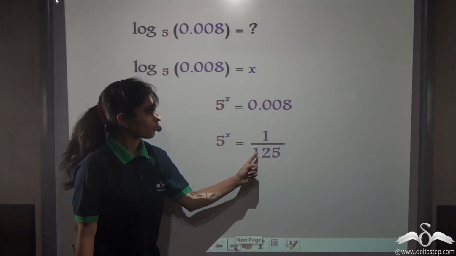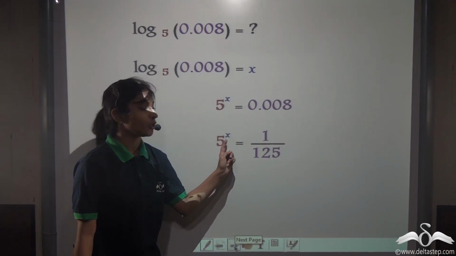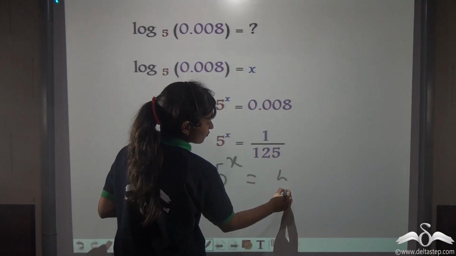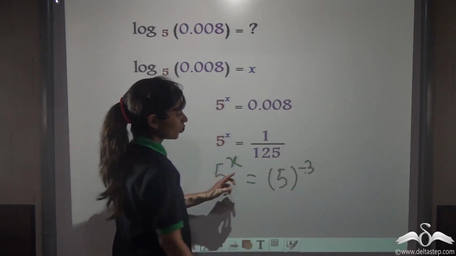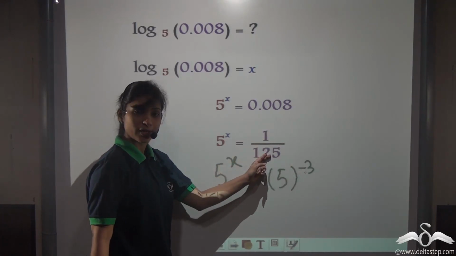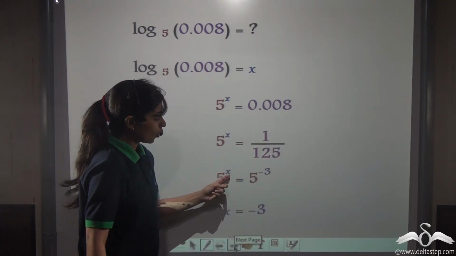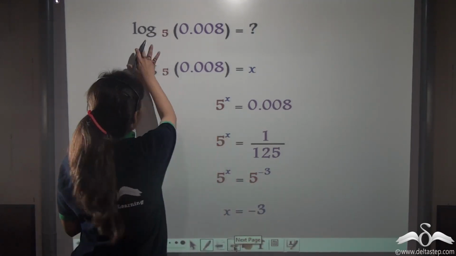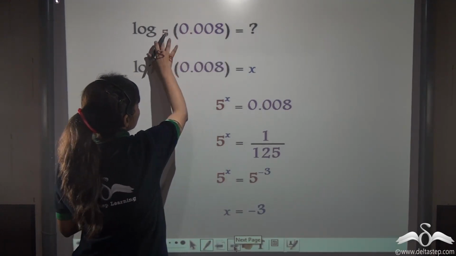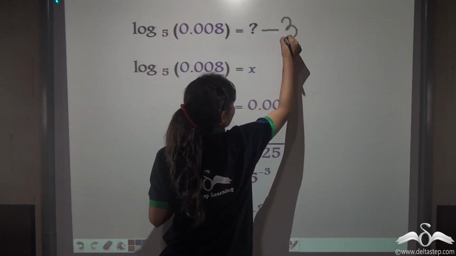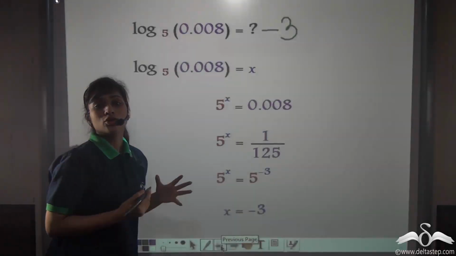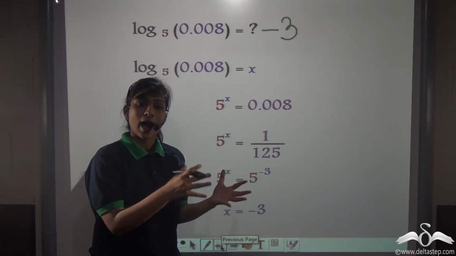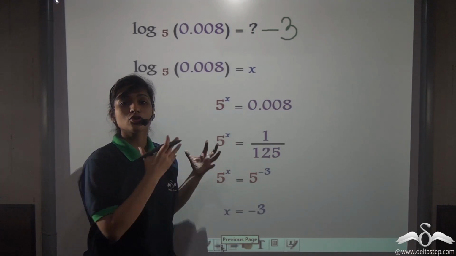Now this seems easy. 125 is a multiple of 5. How will you do this now? Find out the value of x. Well, 5 to the power x is actually 5 to the power minus 3 here. You know why I have put minus 3? Because this is 1 by 125. So, what is the value of x? X's value is minus 3. So, the log of 0.008 to the base 5 is actually minus 3. You get it? So this is the basic version of log. This is how you do exponential form to logarithmic form and logarithmic form to exponential form, and also solve logarithms.